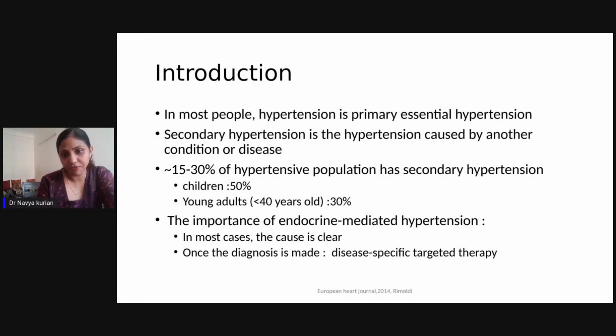The importance of endocrine-mediated hypertension is that in most cases the cause is clear. Mostly it is due to the hypersecretion of some hormone, and it usually comes from a tumor. Once a diagnosis is made, disease-specific targeted therapy can be implemented, and in some cases surgical resection is also feasible, which will obviate the need for lifelong antihypertensive therapy.